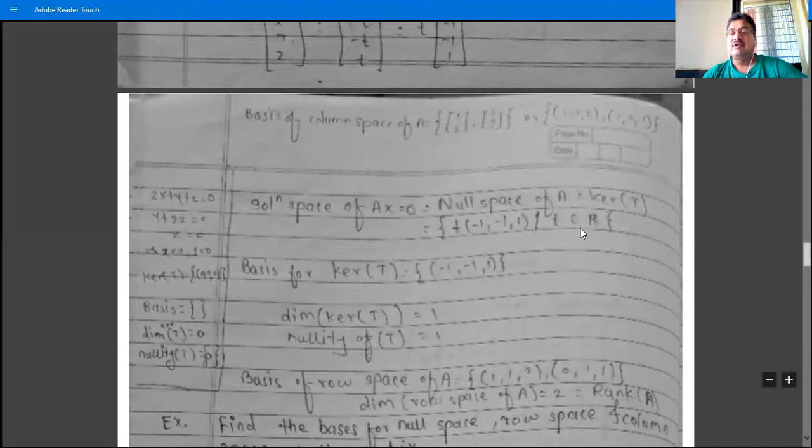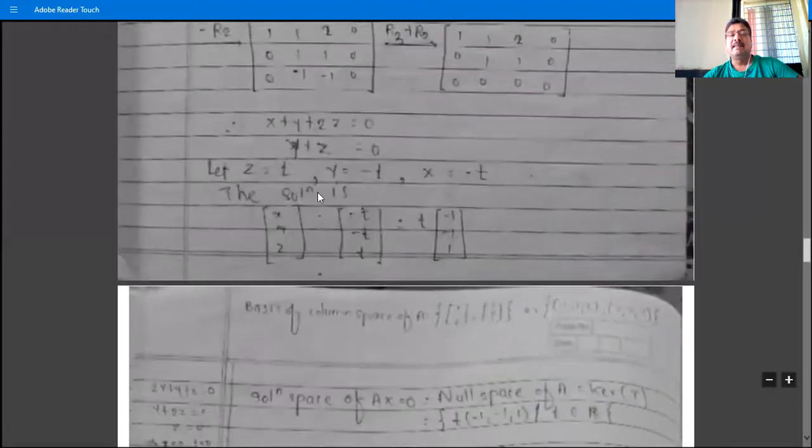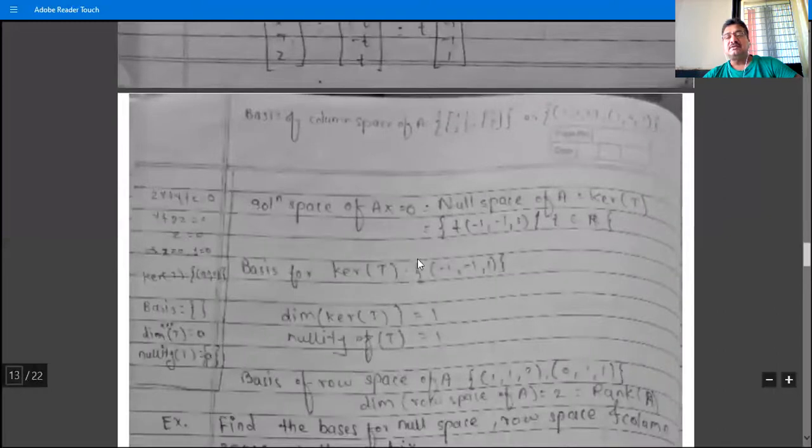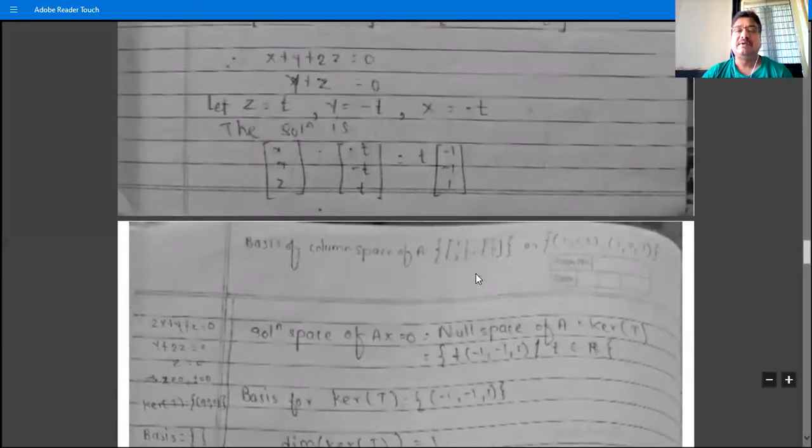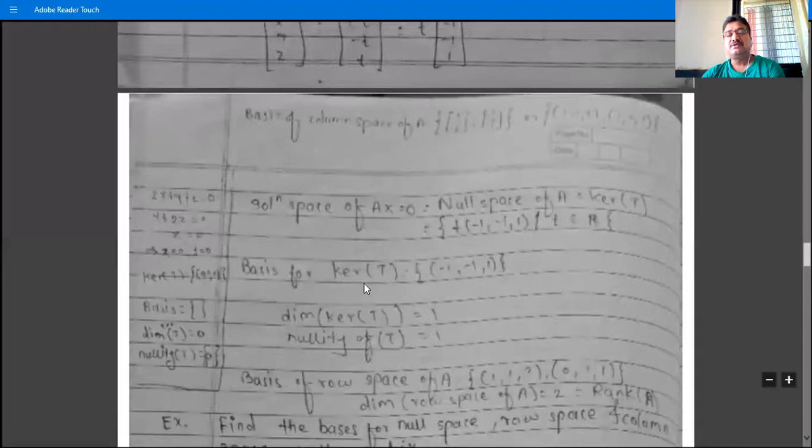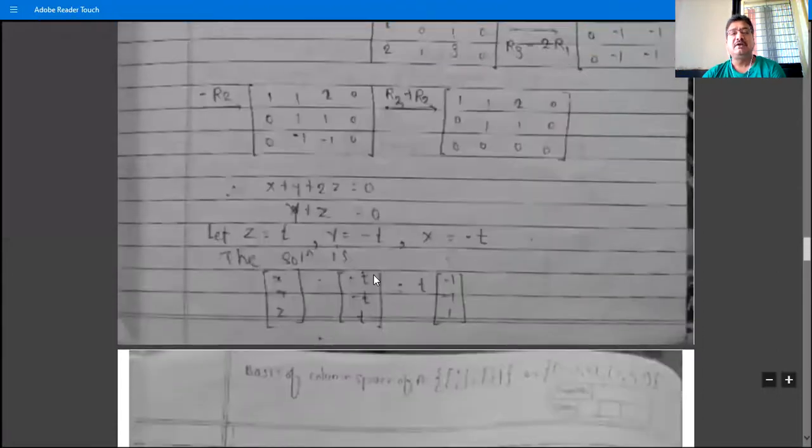So what is the kernel of T? It is the set of all scalar multiples of this vector, and so there is only one linearly independent vector. And we know that if we assign two variables, then the basis contains two elements. The null space, or solution space, contains two elements. Similarly, kernel of T contains two elements. So if we assign two unknowns, then the basis for kernel of T obviously contains two elements.